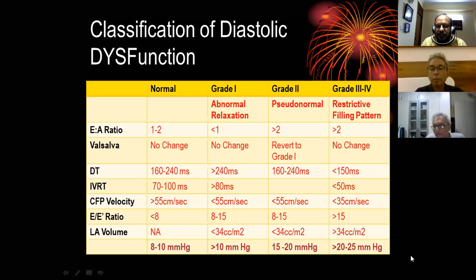I got a patient recently. She was referred from one of the diabetic institutes. Her problem was she was diabetic. She had a normal blood pressure, but she had a persistent tachycardia.